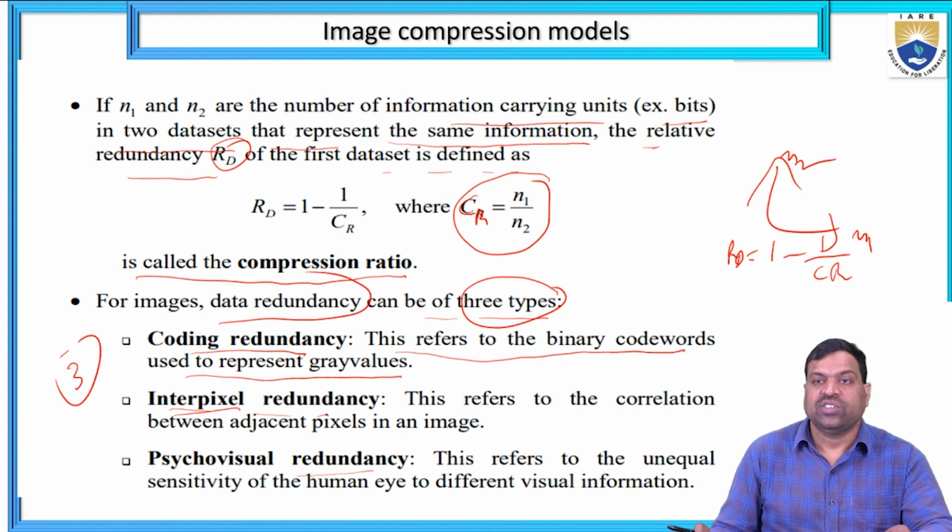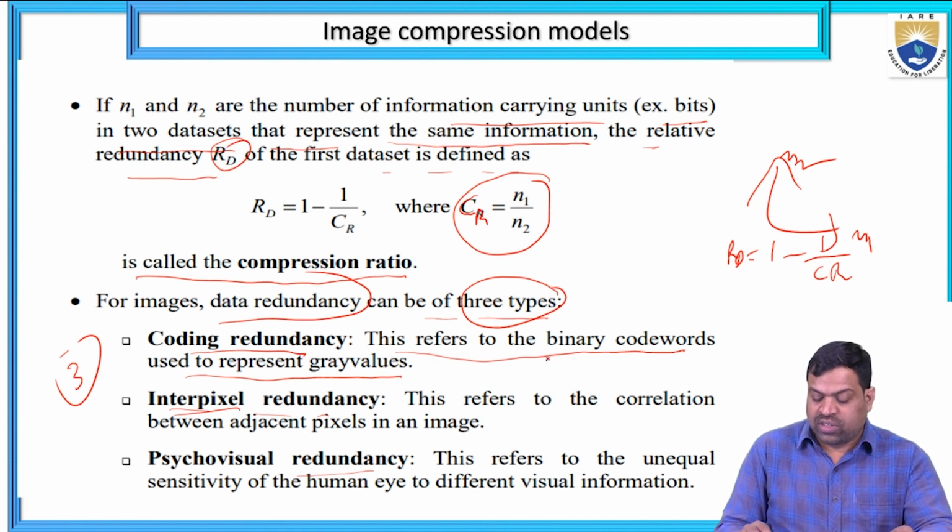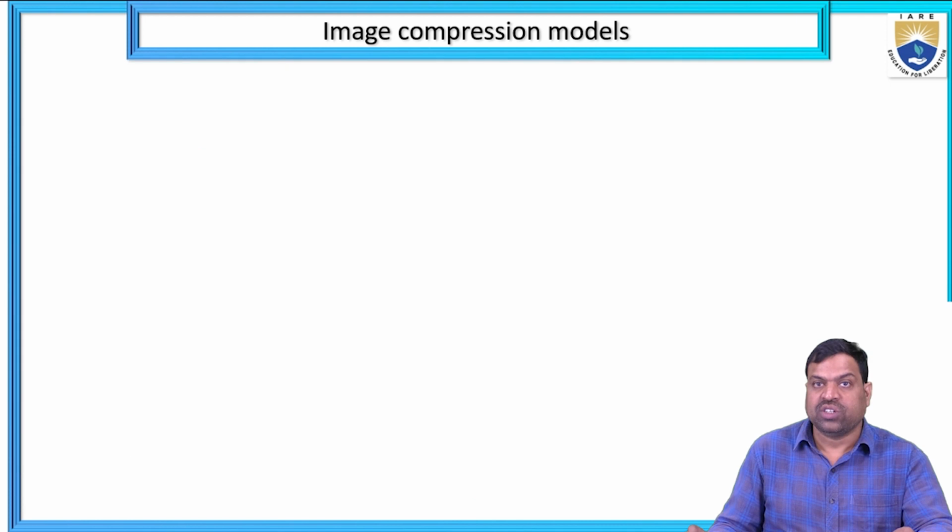Coding redundancy refers to the binary code words used to represent gray values. Interpixel redundancy refers to the correlation between adjacent pixels of an image. Psychovisual redundancy refers to the unequal sensitivity of the human eye to different visual information.